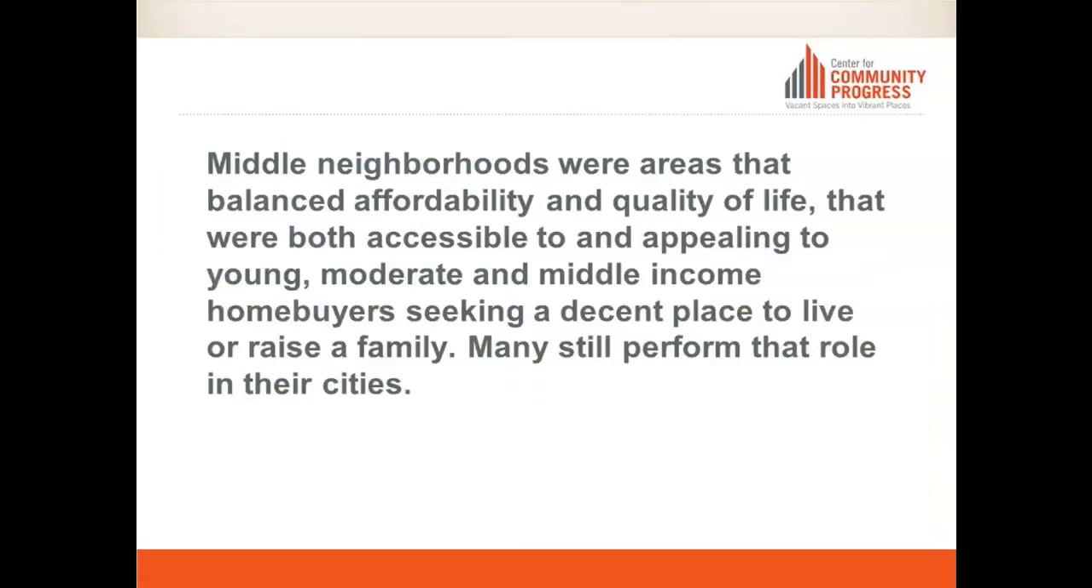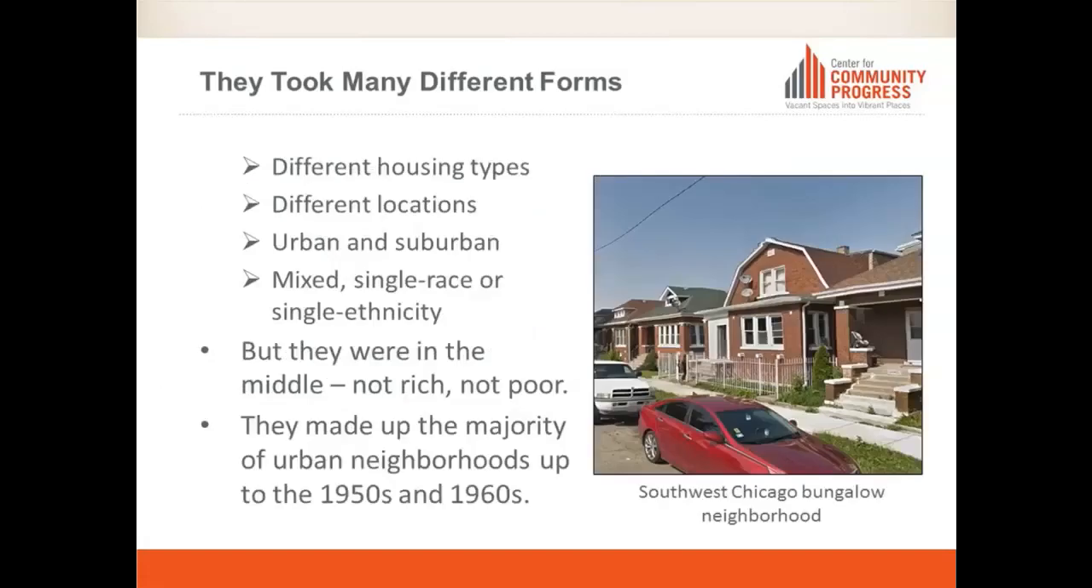So to sum up, these were neighborhoods that balanced affordability and quality of life, and they were focusing on the young, moderate and middle income home buyers looking for a decent place to live and to typically live there throughout their life cycle. And there are many neighborhoods that still perform that role in today's cities. And again, as I suggested before, they take very many different forms. There's no one model of the middle neighborhood.